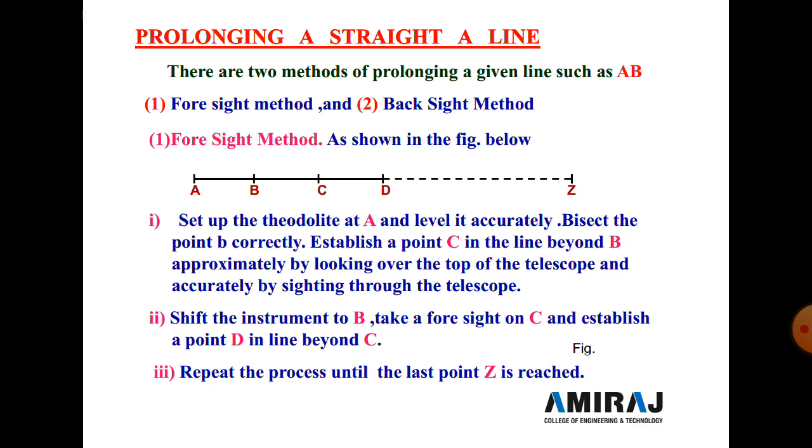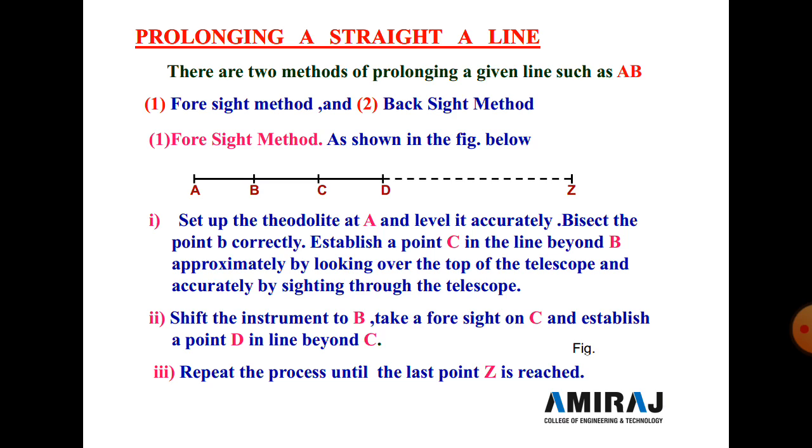So here set up the instrument at point A and level it accurately, and three steps are completely required: centering, leveling, and focusing. Then bisect the B point correctly, and with respect to the B point, move the C point ranging rod and fix it. Movement is done in a left or right direction, and then we fix the ranging rod at the C point. So at that time from the telescope, A point, B point, and C point are perfectly in a straight line. Clear?